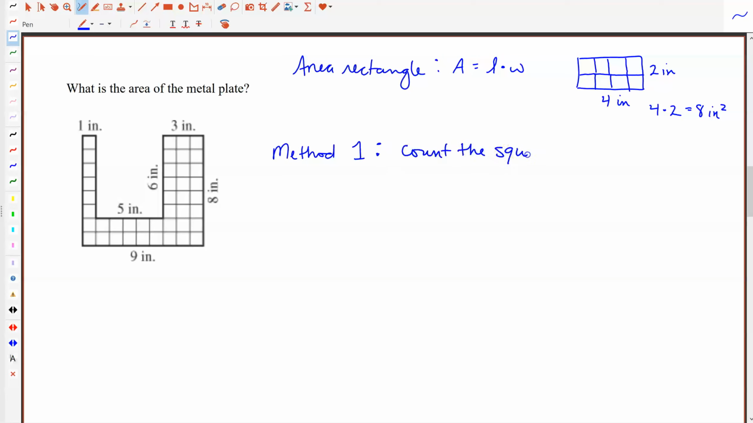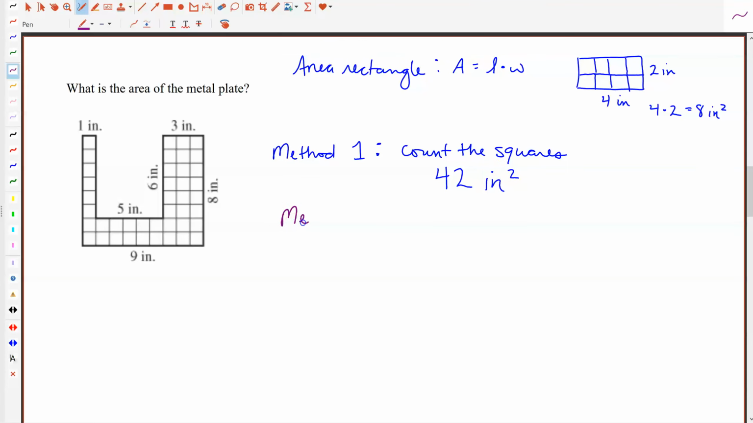Now that looks a little bit painful because there's lots and lots of little squares on here, but I will leave it as an exercise to you to go through and count all these little squares that are on this metal plate, and you should reach that there are 42 squares, where each square is going to be 1 inch by 1 inch, so we would say the area of this would be 42 square inches. And that is a method to answer this question because I can see all the little squares.